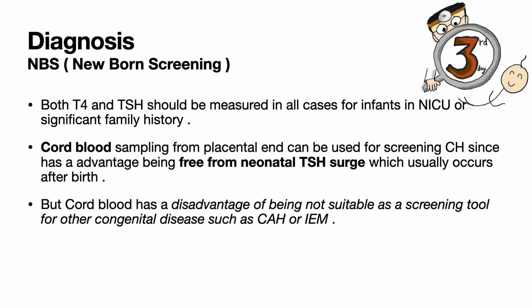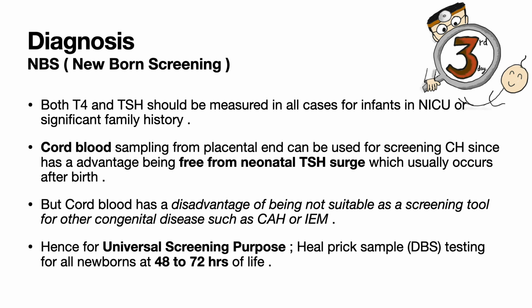But cord blood has a disadvantage of not being suitable as a screening tool for other congenital diseases such as CAH, or congenital adrenal hyperplasia, or IEM, that is inborn error of metabolism. Hence, for universal screening purposes, a heel prick sample, that is the DBS test, for all newborns at 48 to 72 hours of life is recommended.